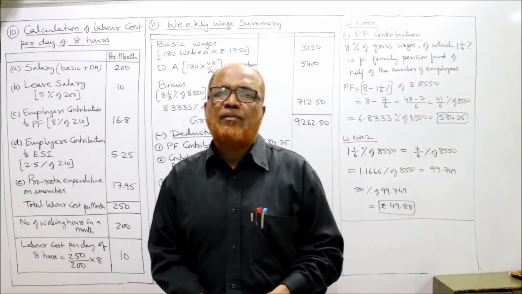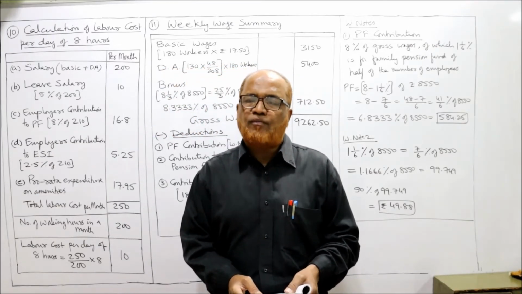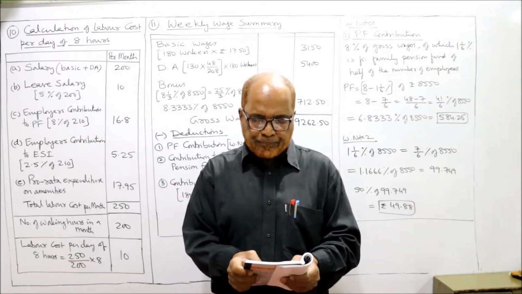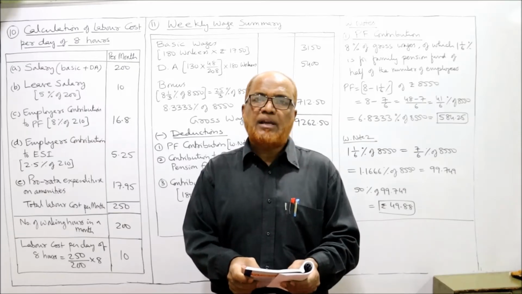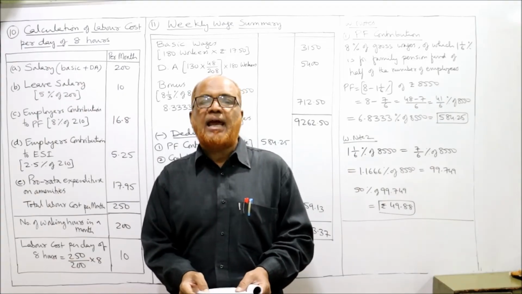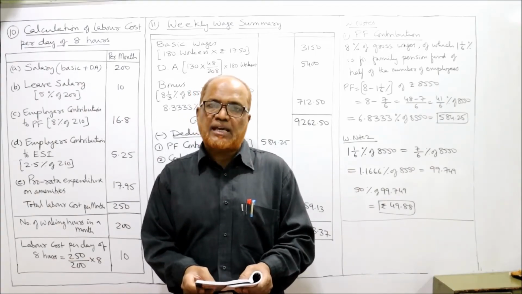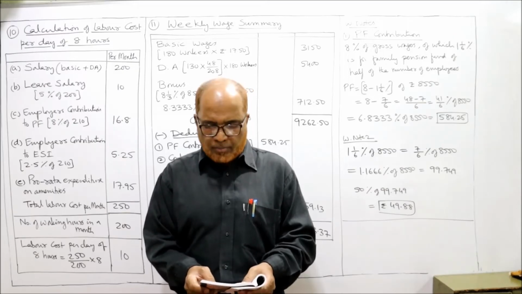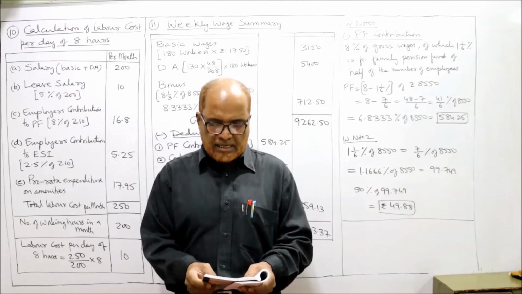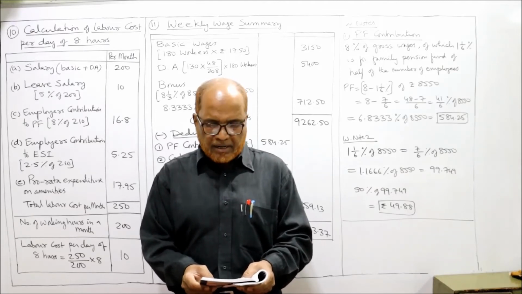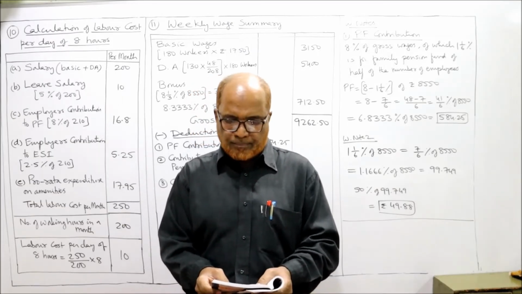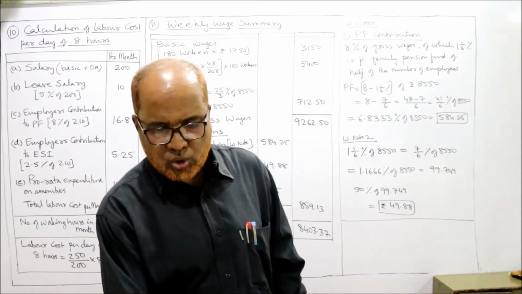So this is the first problem where we have to calculate the labor cost for a day of 8 hours. Monthly salary, basic plus DA, 200. Leave salary payable to the workman is 5% of salary. Employer's contribution to Provident Fund 8% of salary, items A and B. And employer's contribution to state insurance 2.5% of salary, items A and B. And pro rata expenditure on amenities to staff rupees 17.95 per head per month. Number of working hours in a month is 200.